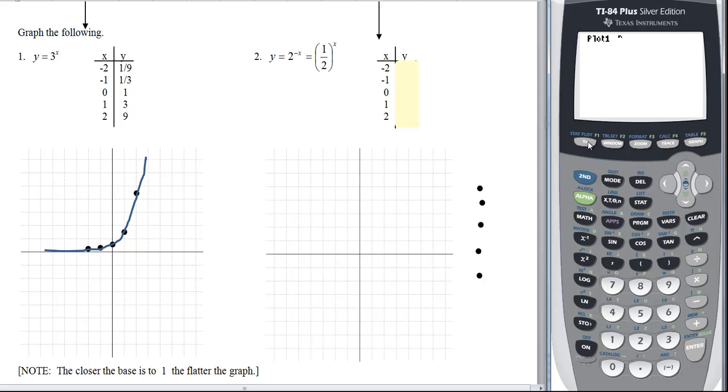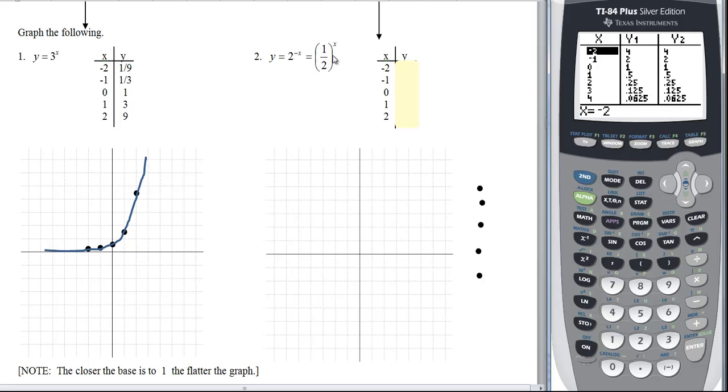So let's go back to y equals. Let me clear this off. Let me do 2 raised to the negative x. And also I'm going to do 1 divided by 2 raised to the x, because I want to see if they are the same thing. Let me go to my table. Look at that. See, they're the exact same thing.